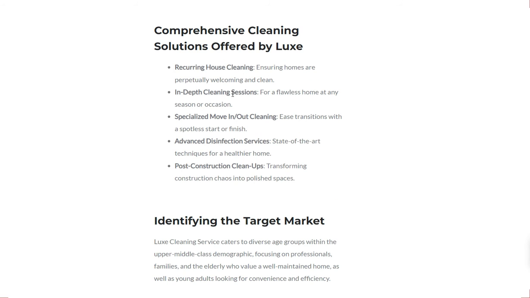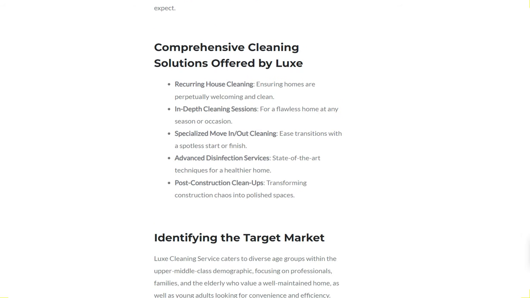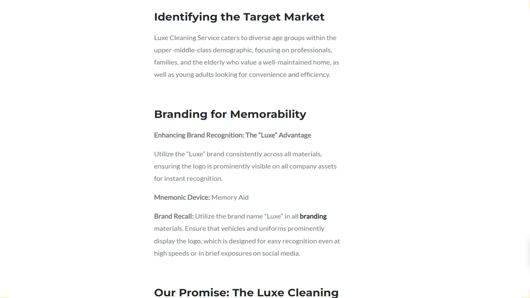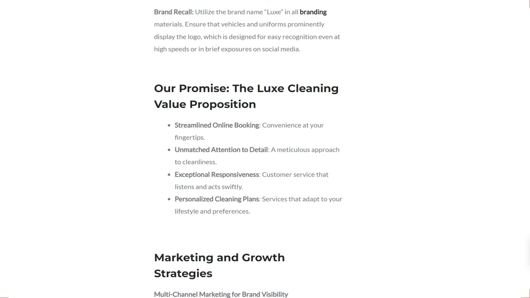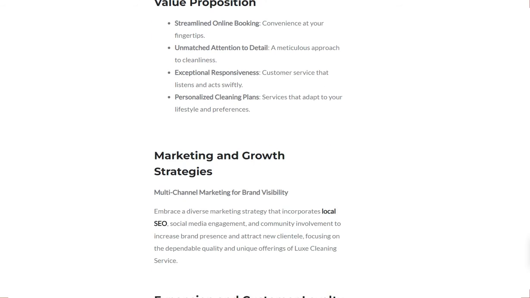So that's what they want to do. These are the services they're choosing. They're recurring, the in-depth cleaning, one-time type stuff, move in, move out, disinfection services, and the only commercial strategy is the post-construction cleanup. So this is the executive summary where we're going over the total package, the big picture, and all the categories. So with the name Luxe, we're just explaining here the reason we did it. It's a mnemonic device. It's a memory tool. That's why we chose the name Luxe. And that's very important in residential, to try to find ways to help people remember your company.